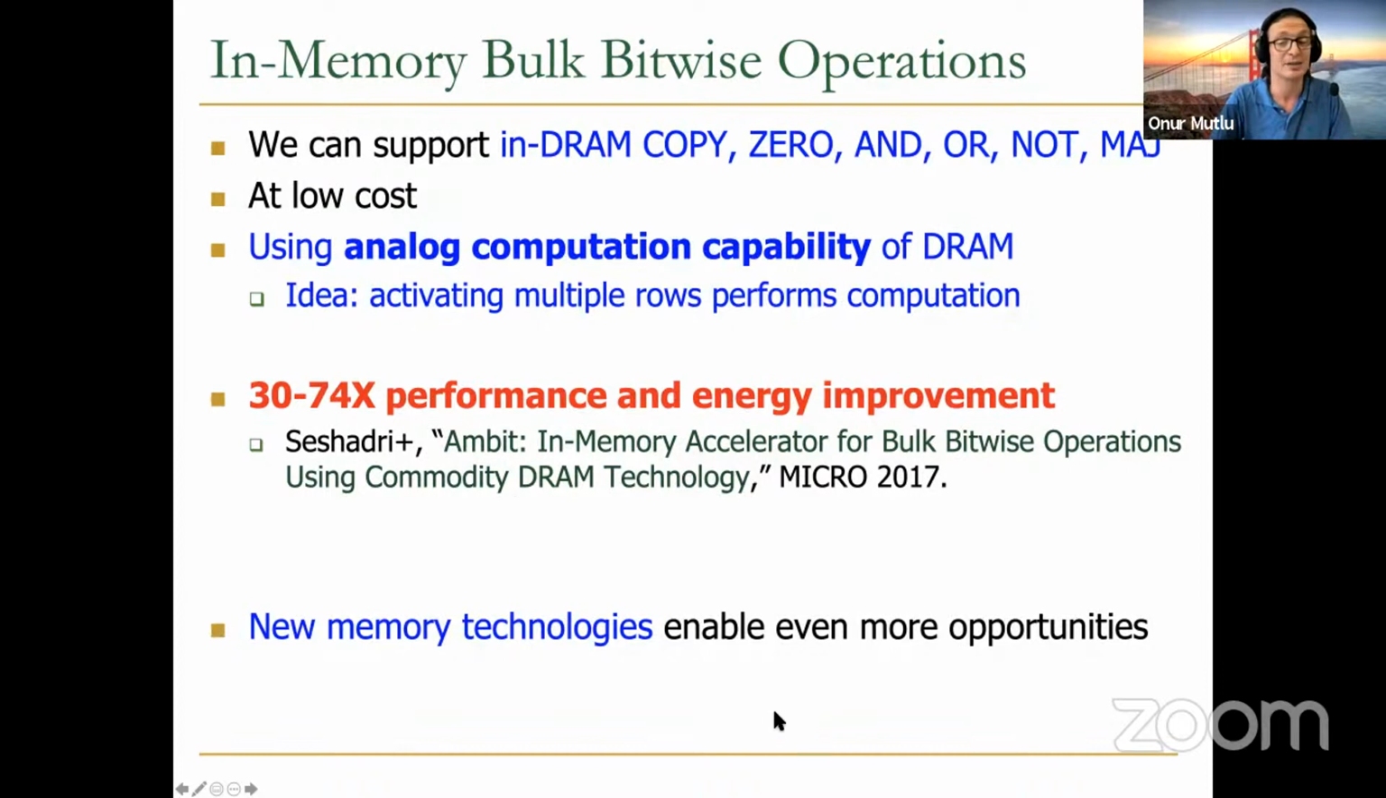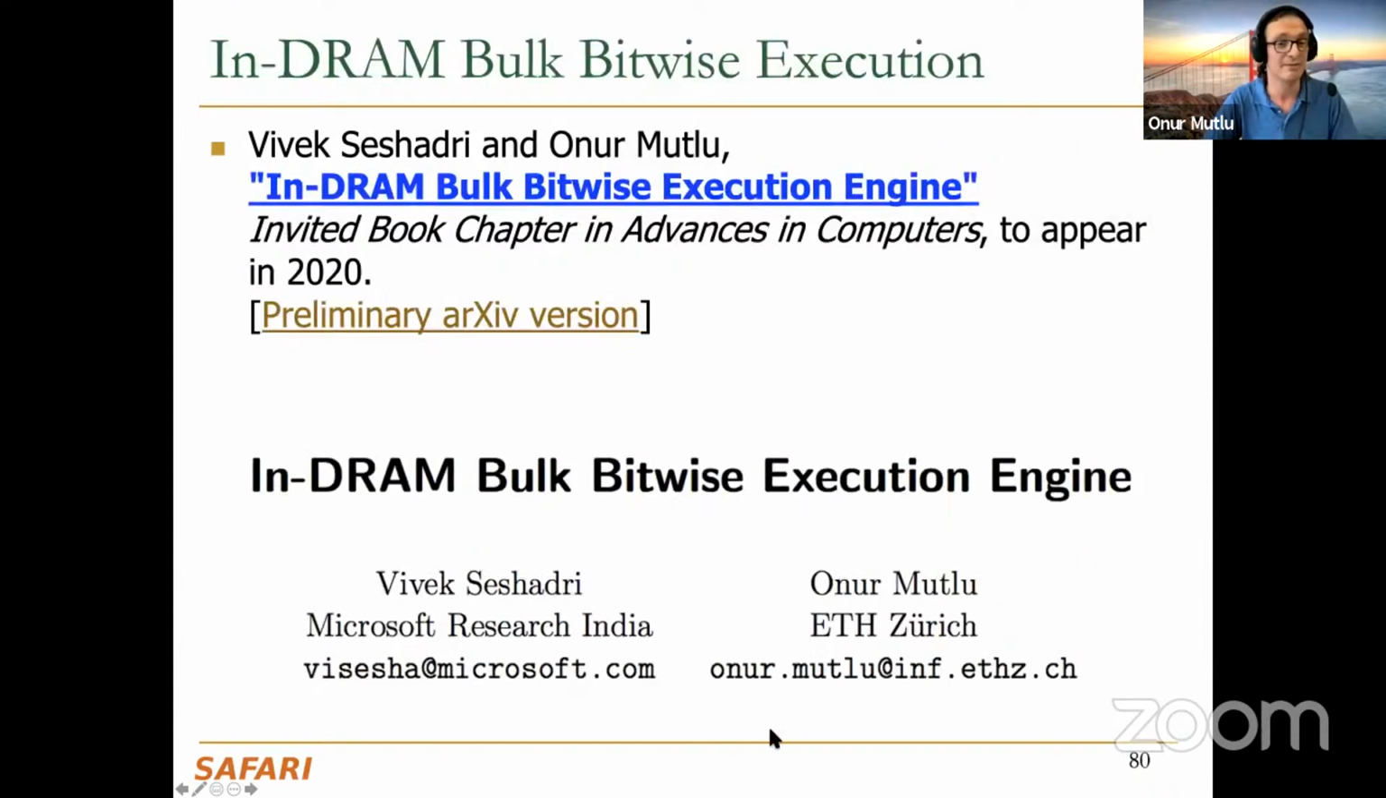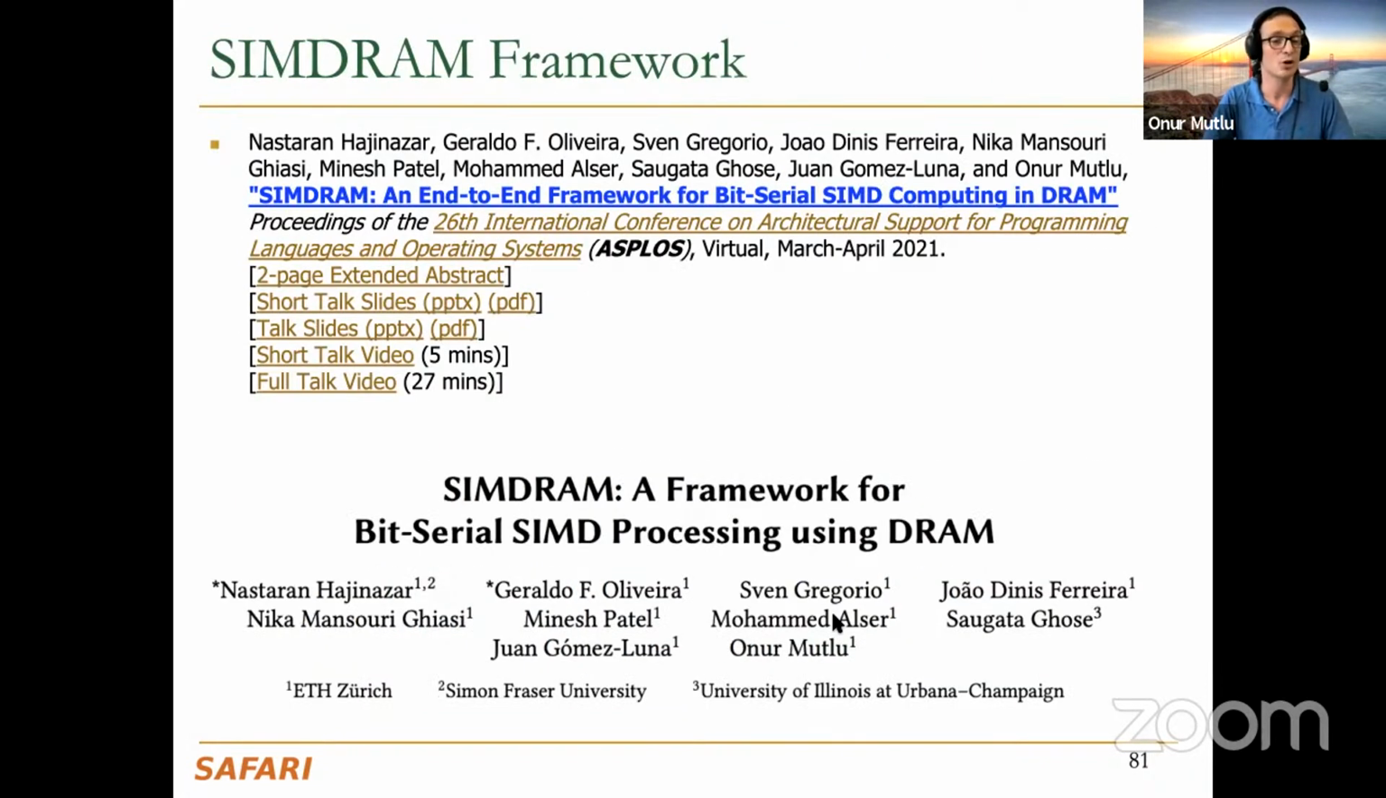And new memory technologies enable even more opportunities. These are memory technologies like phase change memory, memristors, etc., because they are non-volatile. As a result, the data movement is even less. So if you want to know more about this, certainly you can read the papers we have written on this topic. This is a more recent paper that has a good DRAM background also, that I mentioned earlier. And this is one of the more recent papers that we've written on this topic. You can see that the paper is titled SIMDRAM, concepts that you learned in this course. Basically, we can do bit serial SIMD processing using DRAM in this particular work.